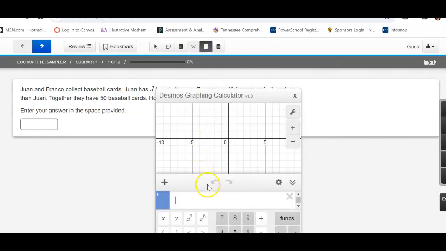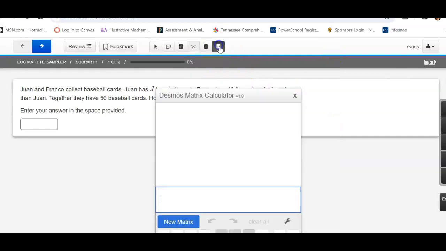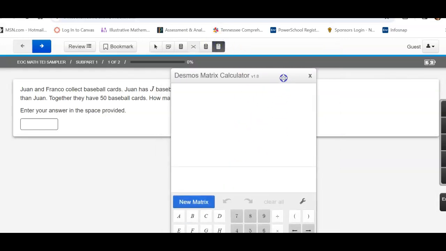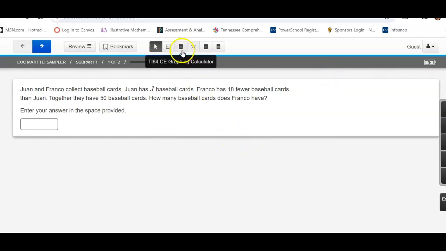Again, this is the Desmos calculator. It will work just like the Desmos functions on Desmos.com. So if you use Desmos a lot, you may prefer this for the graphing. There's also this matrix calculator. I don't know how this works any differently. I usually use the TI-84, but if this is something that you want to use, that's fine. I just wouldn't waste time. I would try to make sure that you use the calculator that you're most familiar with from class.